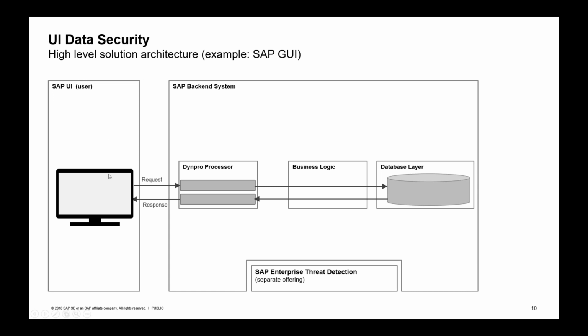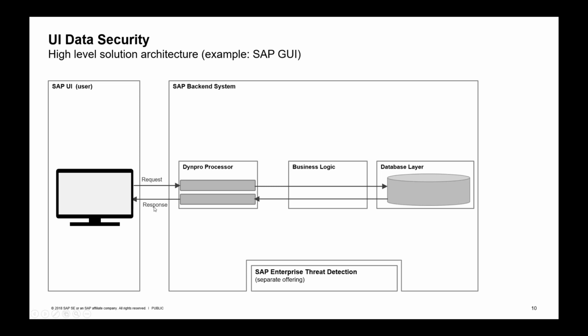The user is requesting information data from the system. The request is picked up. It runs through the application layer. Data are retrieved from the database layer, processed back, prepared for display, and then the response is sent over to the UI where the user is sitting.